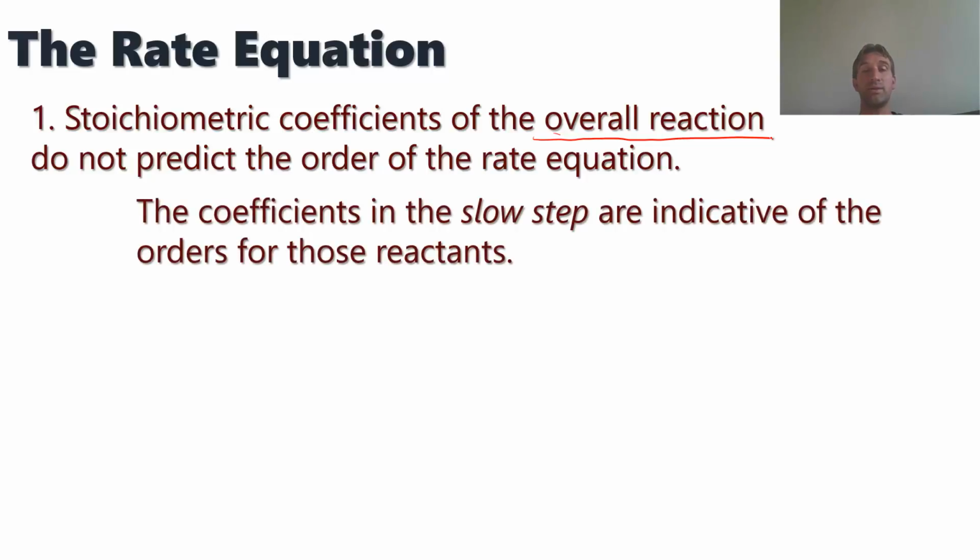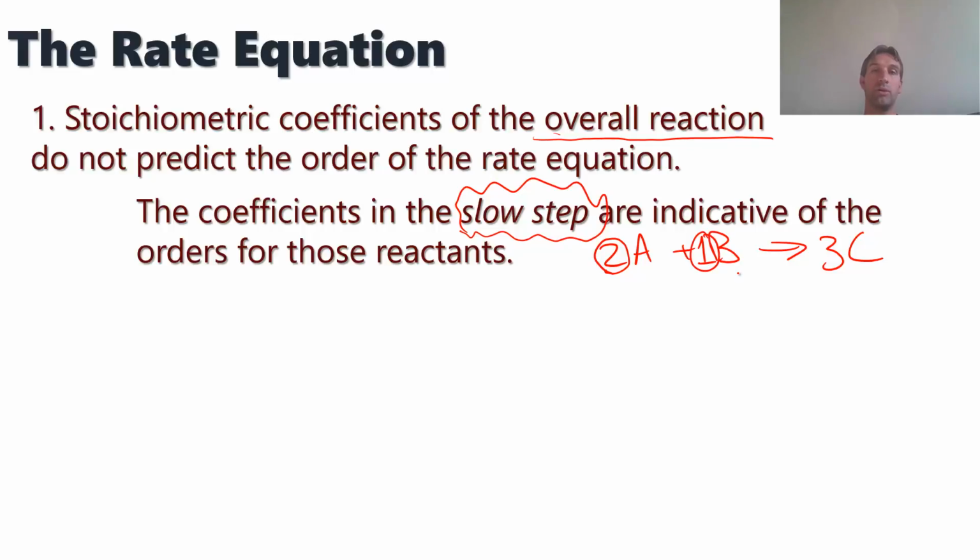Second idea is, if I look at the coefficients in the slow step, they do predict the order, okay? So we'll talk more in depth about this, but coefficients in the slow step are indicative of the order. If you had 2A plus B makes 3C, for example, if this is the slow step, then we would have a second order with respect to A and first order with respect to B to make third order overall.